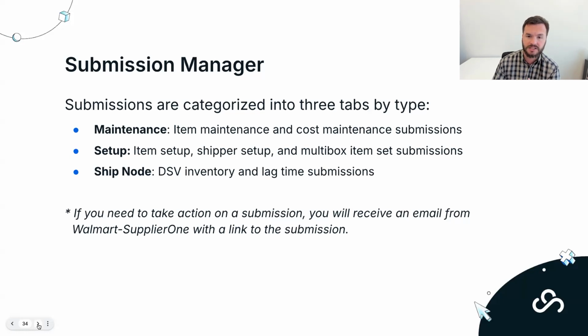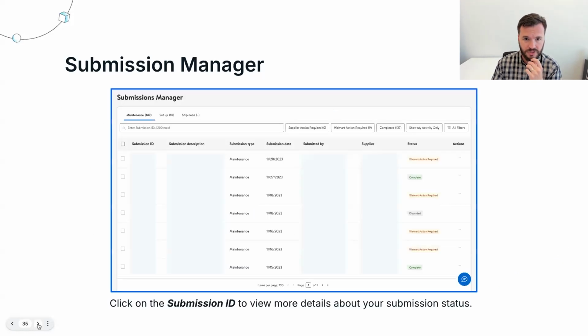If you need to take a supplier action on a submission, you will receive an email from the Walmart Supplier One email with a link to it. So that's a helpful sort of shortcut. But that will be connected to probably just the email that you use to log in. So if everyone's using the same email to access Retail Link on your team, then you're going to have access to that. You're going to have access to see those notifications.